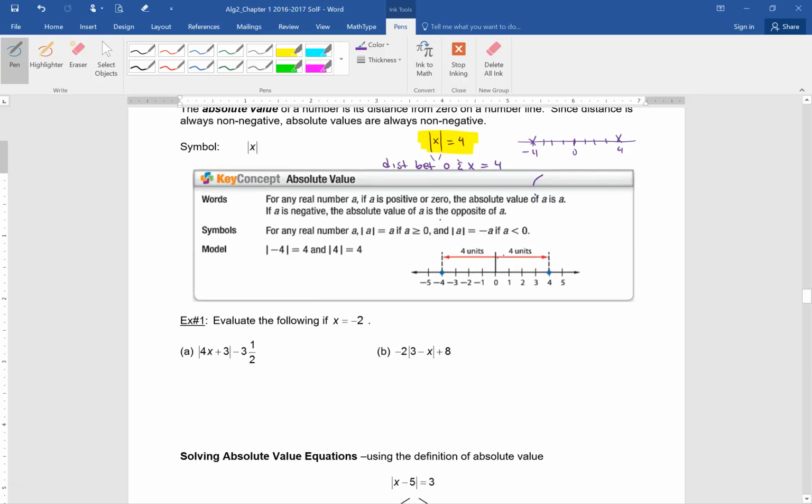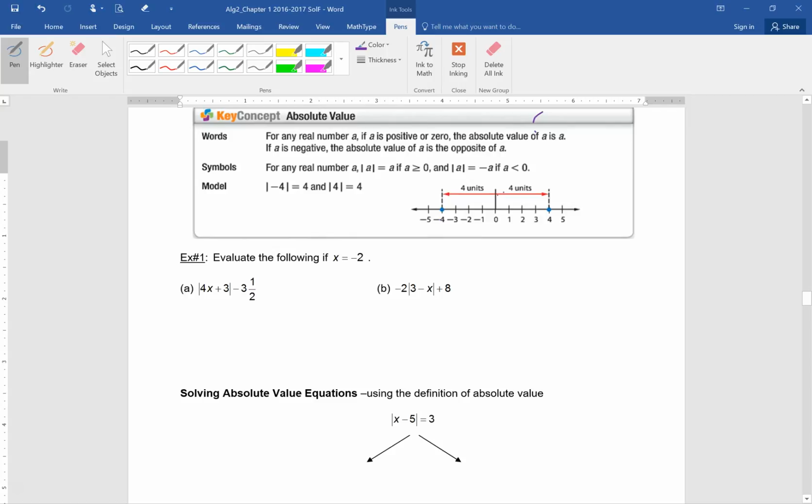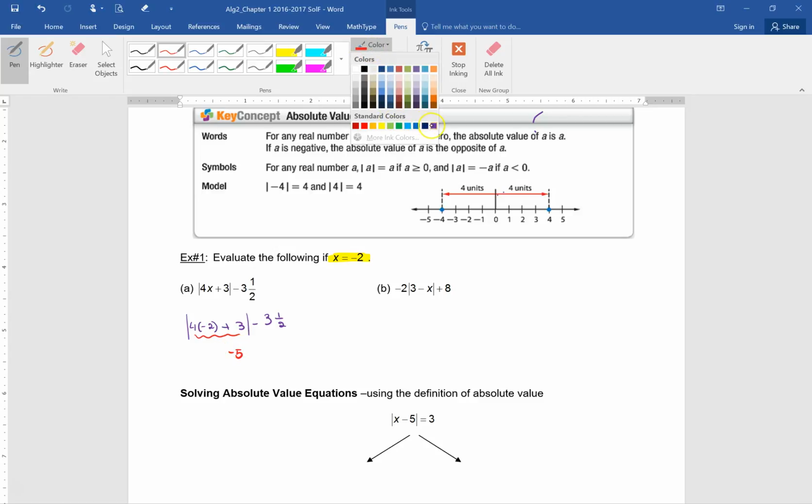Okay? So let's just evaluate first. Evaluate if x is -2. So what we do is, in absolute value, here I have 4 times -2 plus 3, minus 3. Do those lines work like parentheses? Yes. So those lines are like parentheses, and PEMDAS definitely takes effect. So we go inside the parentheses first, and we do this. Now what do I have here? -8 plus 3. I have -5 inside the absolute value.